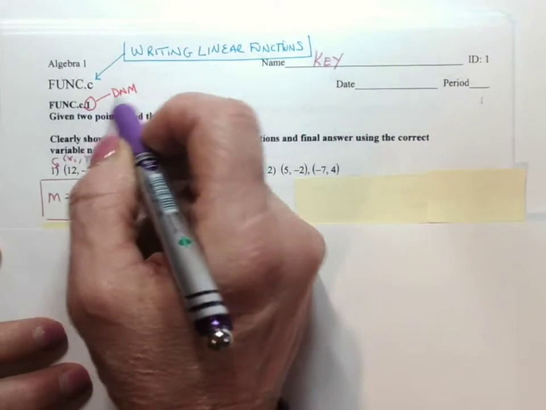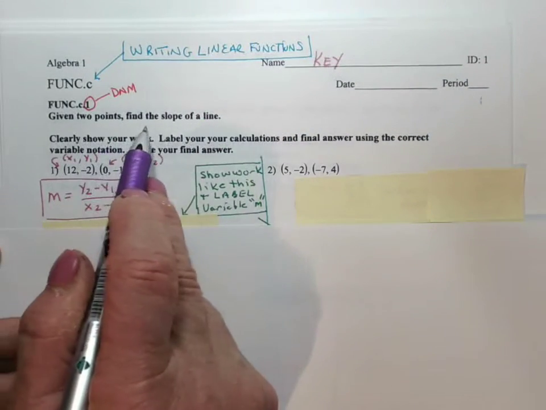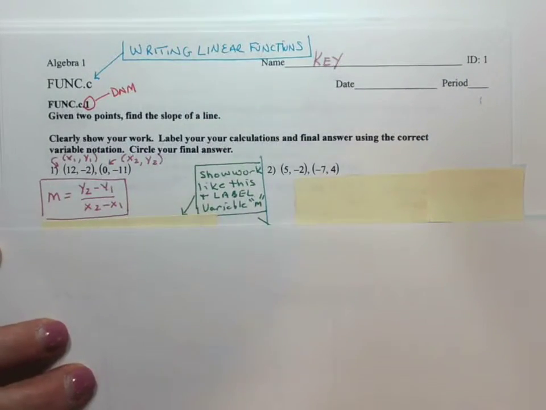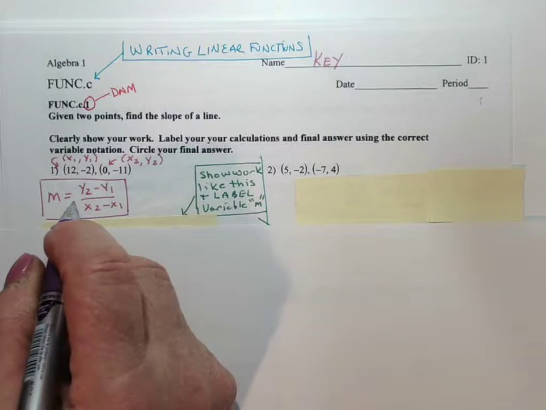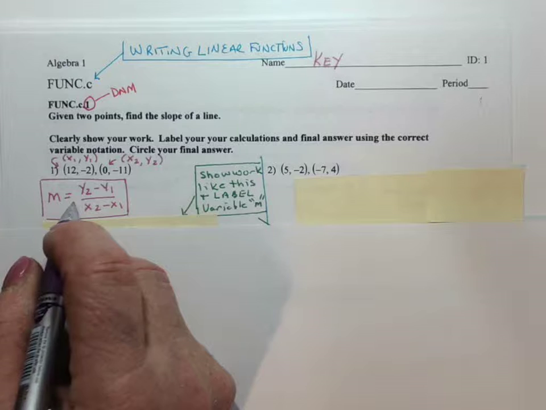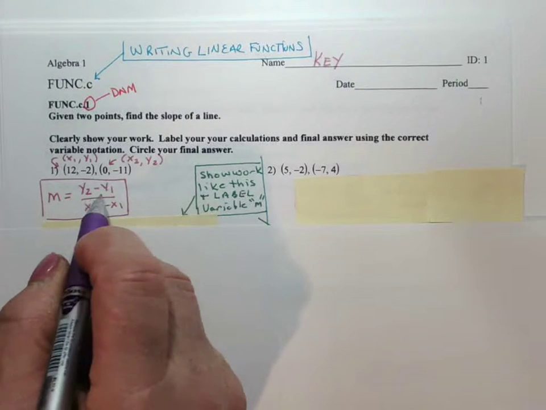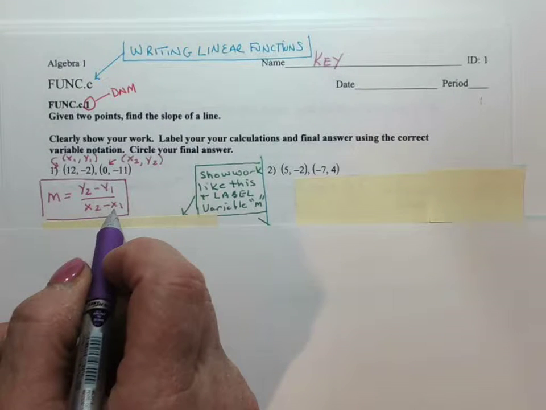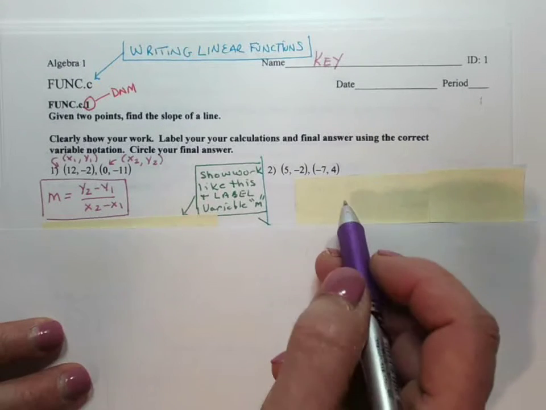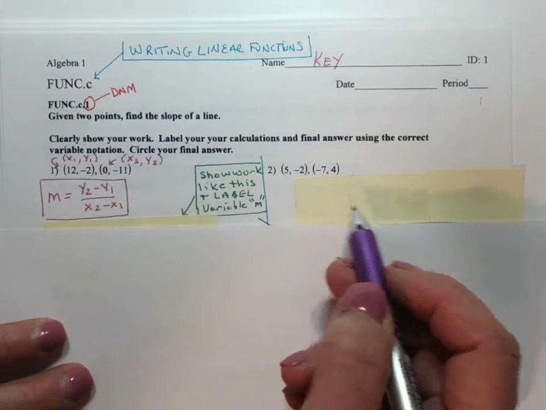The first element, which is does not meet, is given 2 points, find the slope of a line. The equation that you use to find slope given 2 points is y2 minus y1 over x2 minus x1. In the next example, I'm going to show you it doesn't matter what order you do the points in.